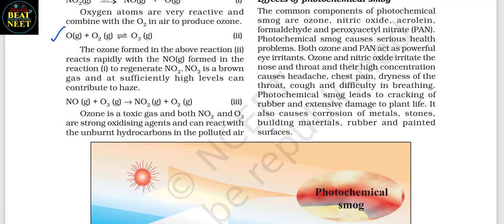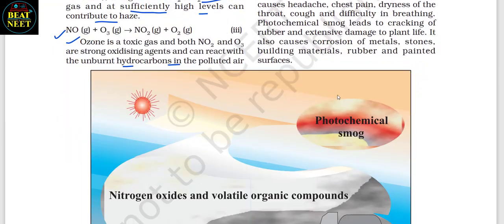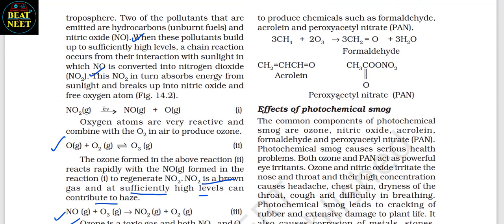The ozone formed in the above reaction rapidly reacts with NO formed in the reaction to regenerate NO2. NO2 is a brown gas and at sufficiently high levels can contribute to haze. NO plus O3 gives out NO2 plus O2. Ozone is a toxic gas and both NO2 and O3 are strong oxidizing agents and can react with the unburned hydrocarbons in the polluted air to produce chemicals such as formaldehyde, acrolein and peroxyacetyl nitrate, that is PAN.